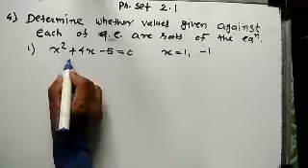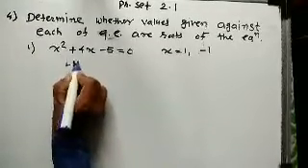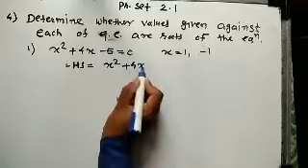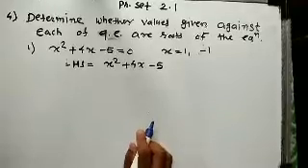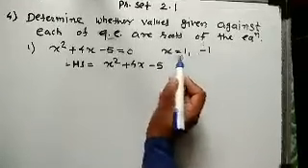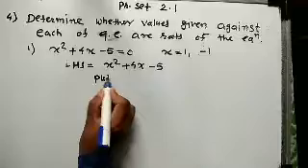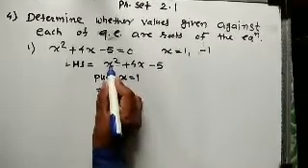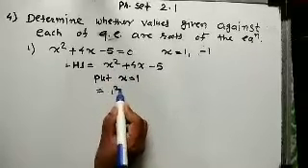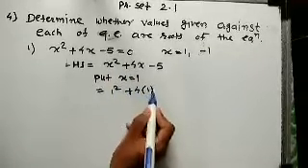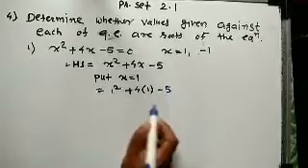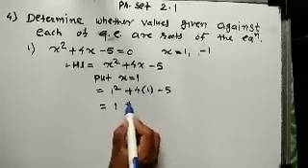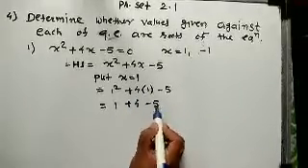First, write down the LHS of the given equation. LHS is equal to x² + 4x − 5. Put the value of x as 1 in the LHS. Then instead of x², we can write 1² + 4 × 1 − 5. Here the square of 1 is 1, 4 into 1 is 4, minus 5 as it is.